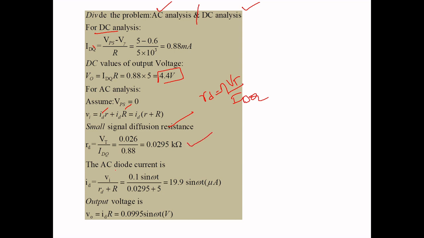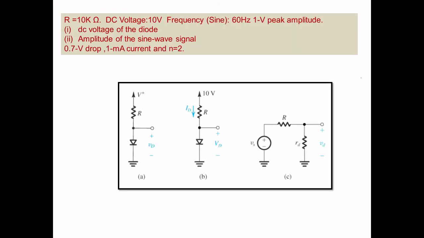Then we need to find the AC diode current. We find ID equal to Vi divided by (rd plus capital R). The 0.1 sin omega t was given in the problem, rd we have found, and capital R is also given in the problem. So it finally gives 19.9 sin omega t in microamps. To calculate the output voltage, V0 equals ID into capital R, so the output voltage is 0.0995 sin omega t. I hope you understood this problem. Okay, so we go for the next problem.